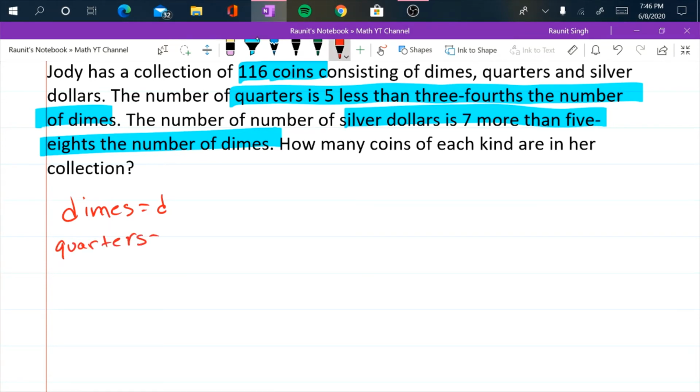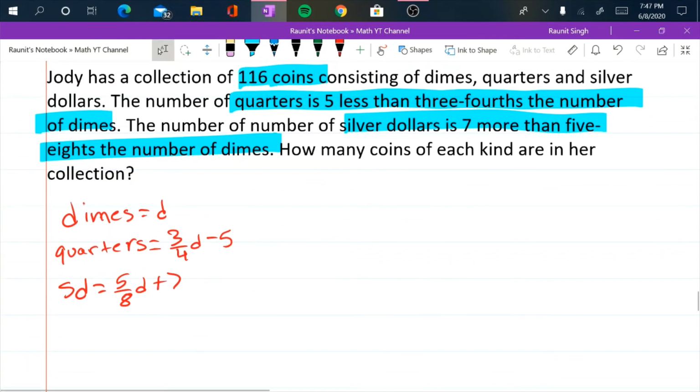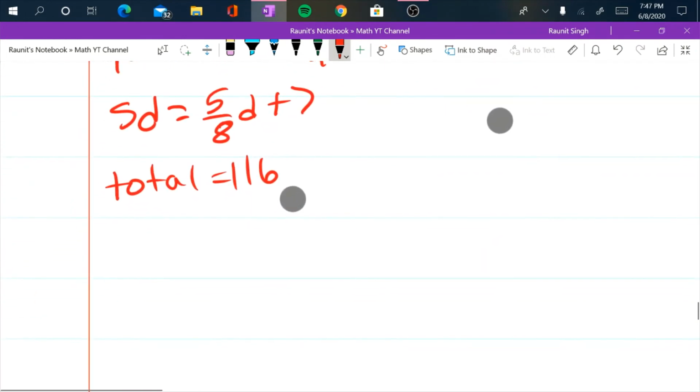Quarters: 5 less than 3/4 the number of dimes. So 3/4 of D minus 5. And then we're going to do silver dollars, so that's SD, and we have 7 more than 5/8 the number of dimes. So 5/8 D plus 7. And then we're going to add all of these up. The total is equal to 116, right? Yeah. So now we're going to add all of these up.